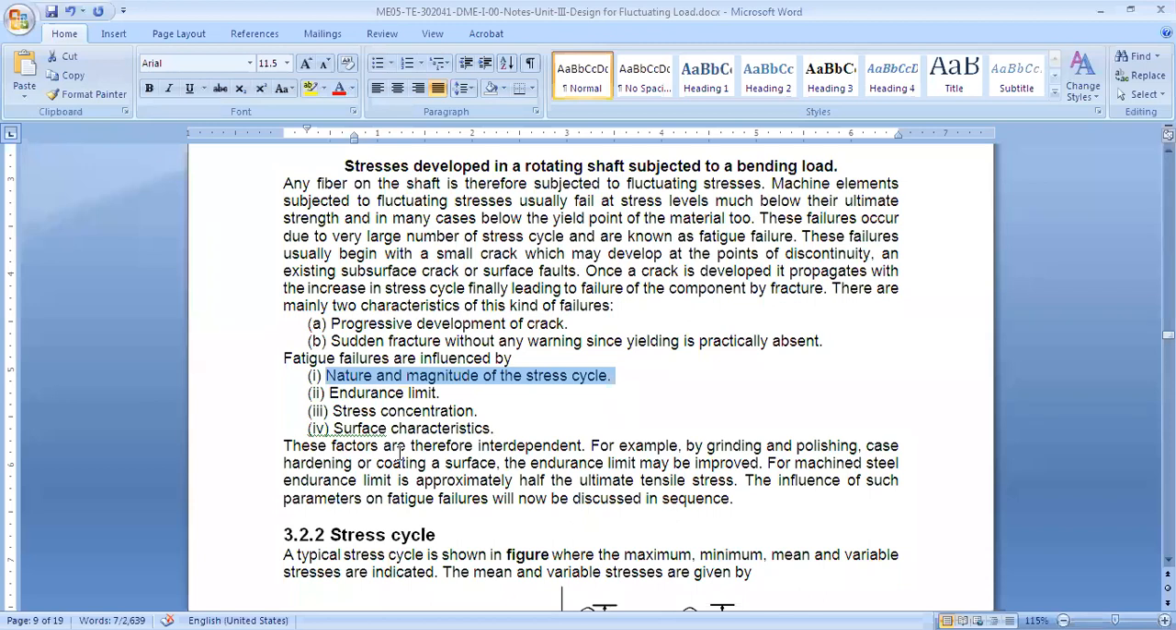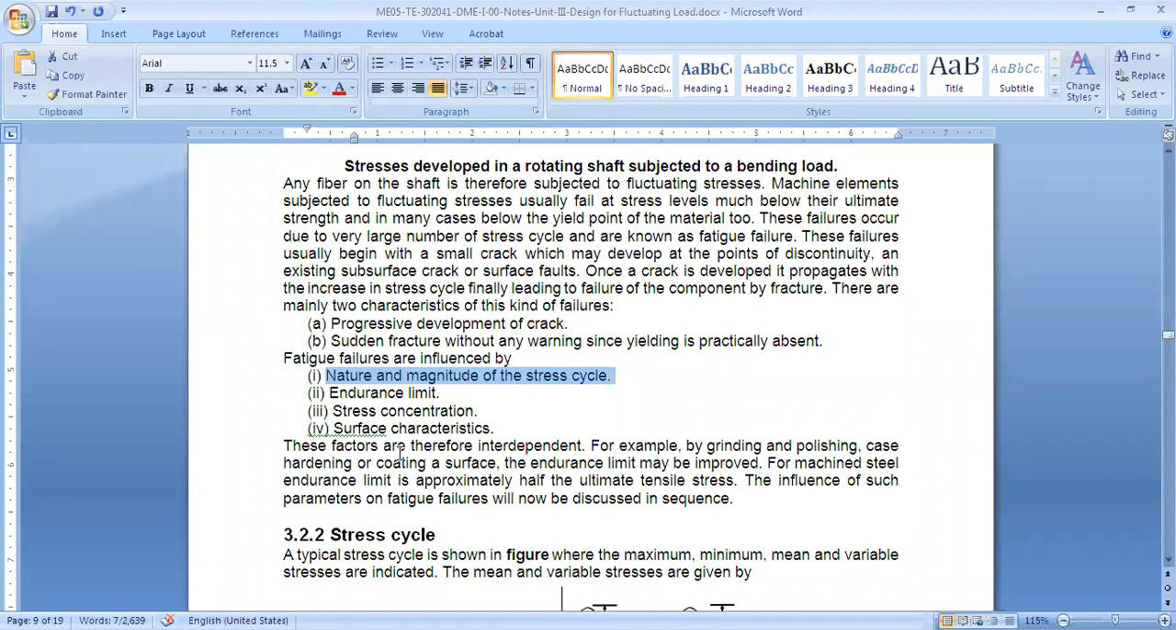Endurance limit: we'll see what the definition of it is and how to calculate it in the next unit. Depending on the endurance limit, basically how many life cycles your element can survive without failing, that limit is called the endurance limit. How many cycles it will work without failure.